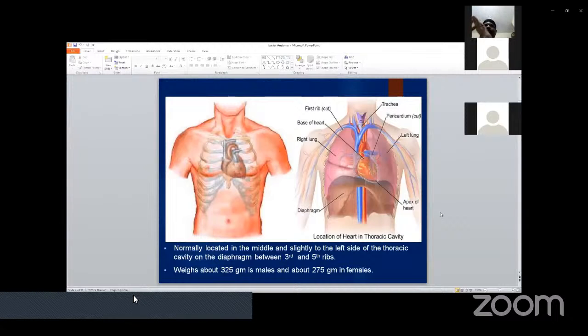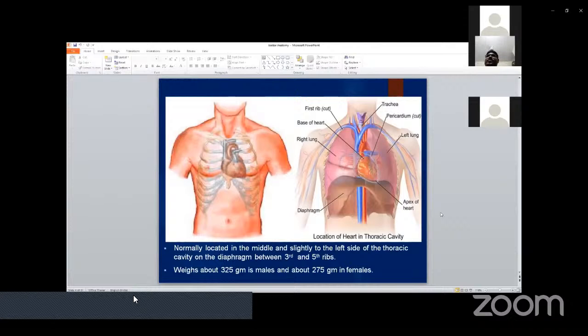So our heart is located exactly in between third and fifth ribs of our left side of the lungs, the left lung. Normally the heart is located in the middle and slightly to the left side of the thoracic cavity, on the diaphragm, between third and fifth ribs.